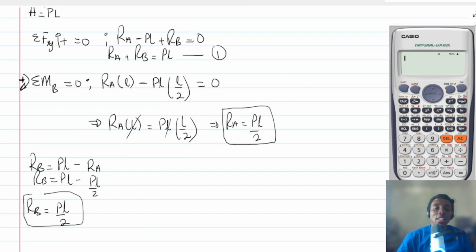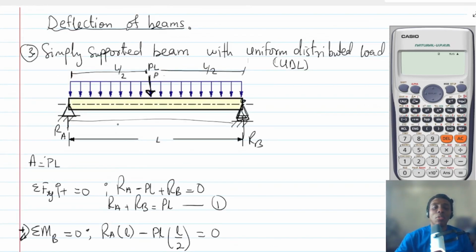So essentially, what we are trying to say is that the reaction at A is PL over 2, and then the reaction at B is also what? PL over 2. Very good. So right now that we have the reactions, we can go ahead and look at our deflection. So let's look at our deflections together.